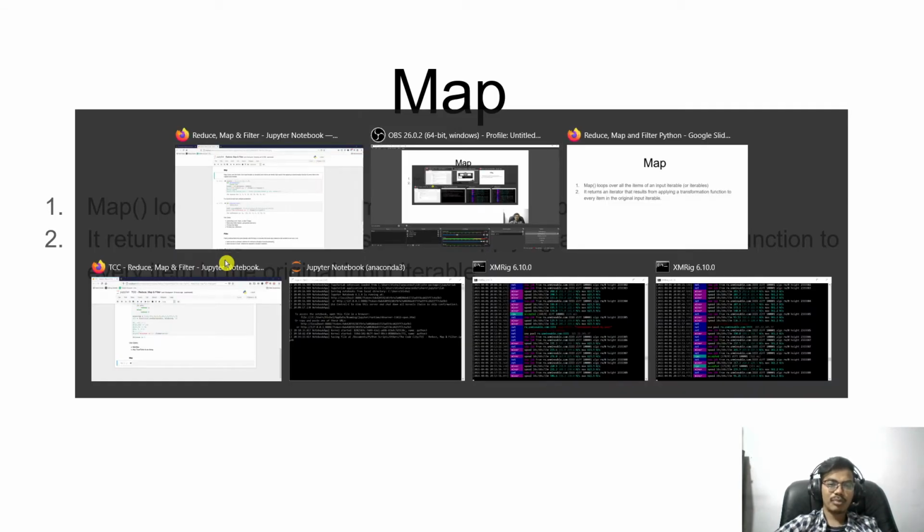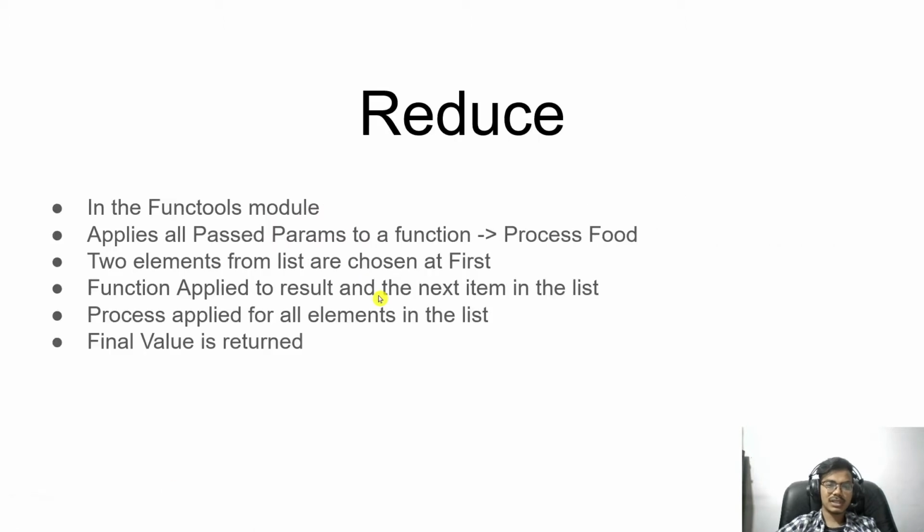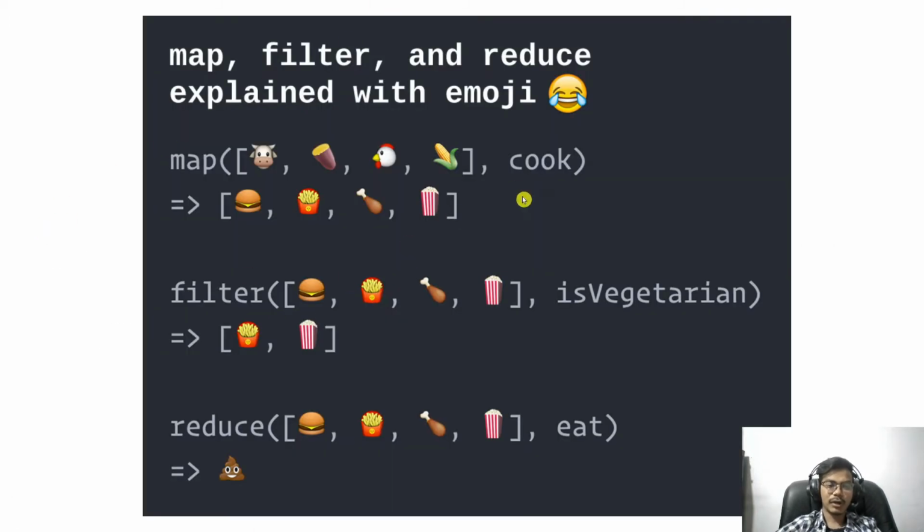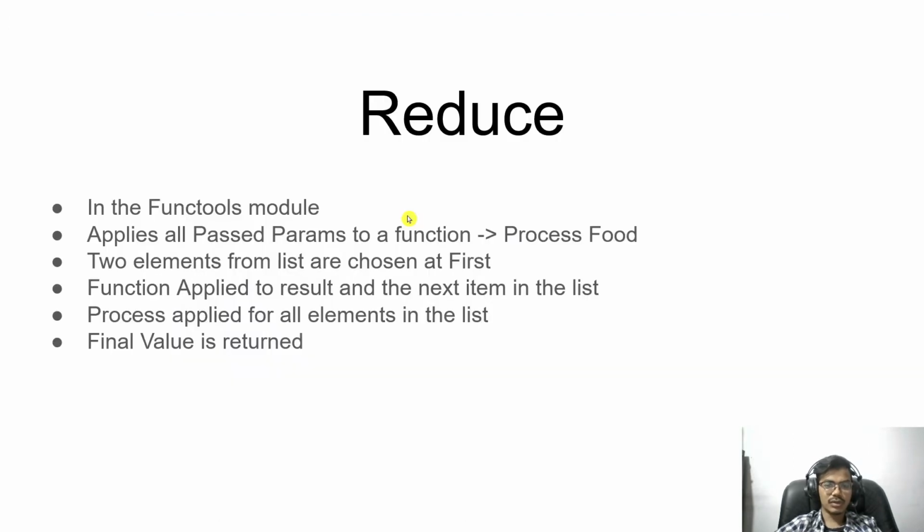Now, if we go back to our image here, as we discussed, this potato is mapped to our French fries, and this chicken is mapped to this chicken leg, and this corn is mapped to popcorn. So each item is applied individually to our cook function. They are not related to the previous output as in reduce. All right, so let's jump into the code now.